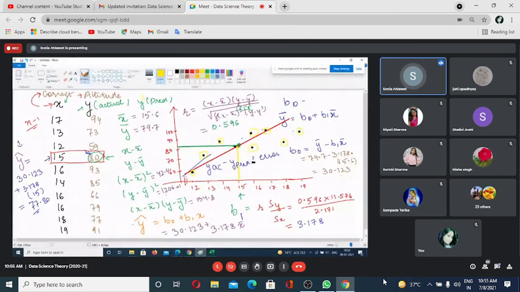Can anyone let me know why the value at x equal to 15 is coming out to be 77.8? What could be the possible reasons? Yes, class. Can anyone let me know?